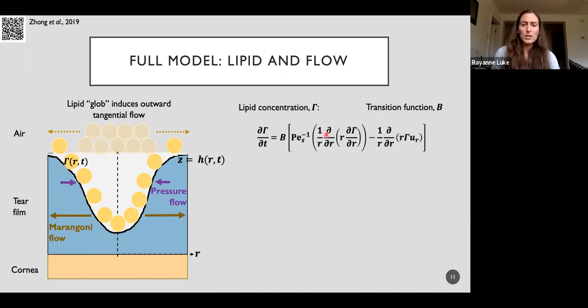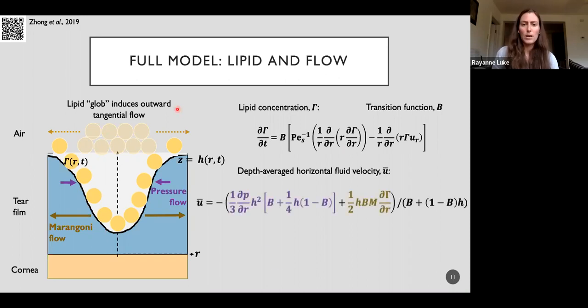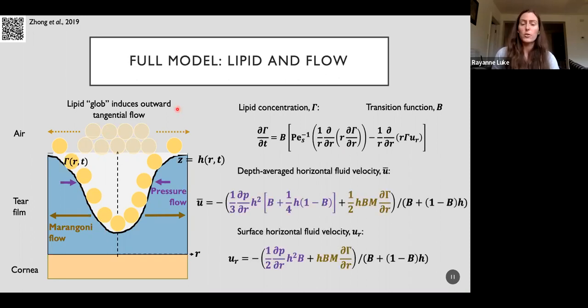So the lipid concentration is modeled by another advection diffusion equation, diffusion and advection here. And this transition function is just telling you it's a smooth approximation from outside the glob to under the glob. Okay, so we usually just use a tanh. And then we have two fluid velocity terms. So we have a depth averaged horizontal fluid velocity and then a surface horizontal fluid velocity. They're relatively similar in that they are a combination of inward pressure flow and outward Marangoni flow. So there's this sort of competition going on.